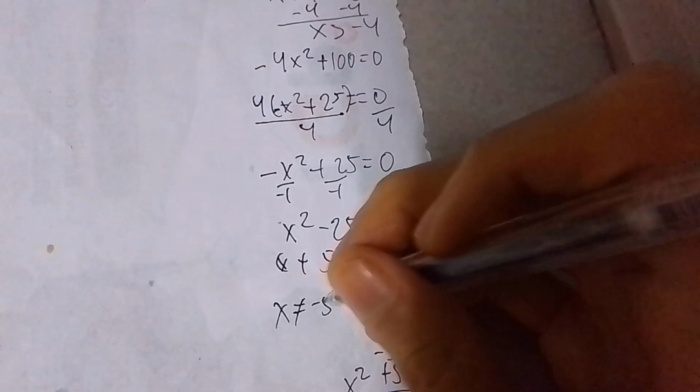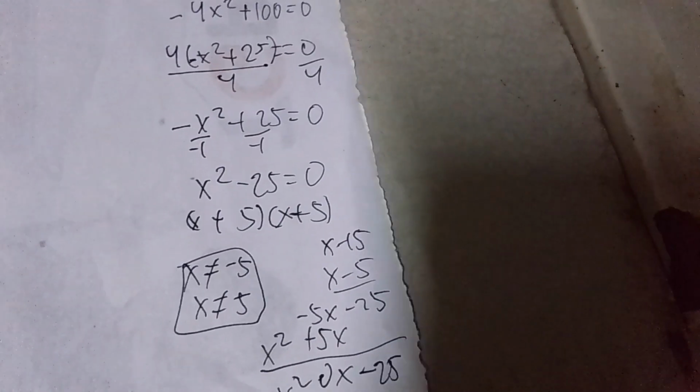So x can be negative 5. X must not be equivalent to negative 5. X may never be negative 5, and x may never be positive 5. Those are both the answers.